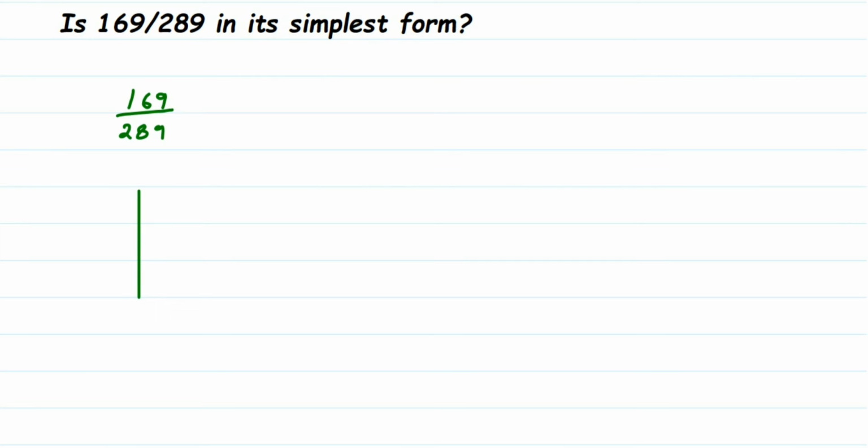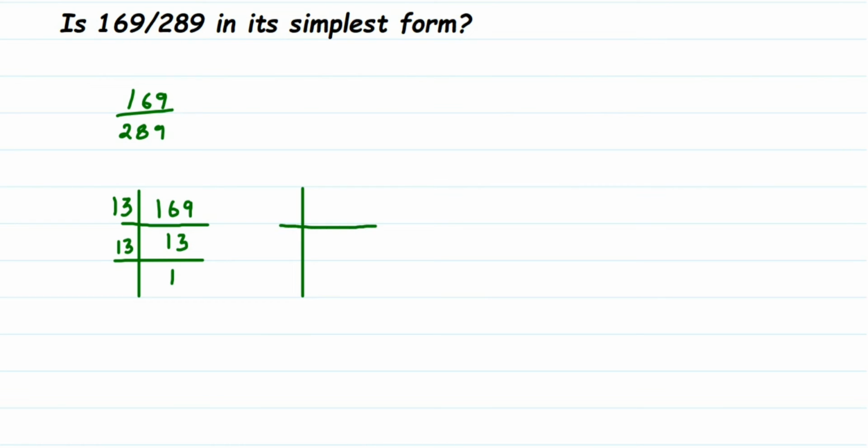So these numbers, 169 and 289. If you know the squares of numbers, it will be easy for you. 169 is a square of 13. It doesn't go in any other table except 13. 13 times 13 is 169. And 13 is a prime number. It doesn't go in any other table.